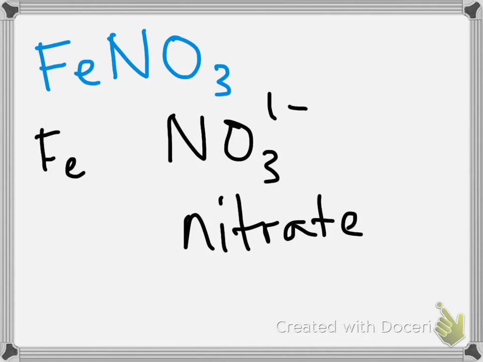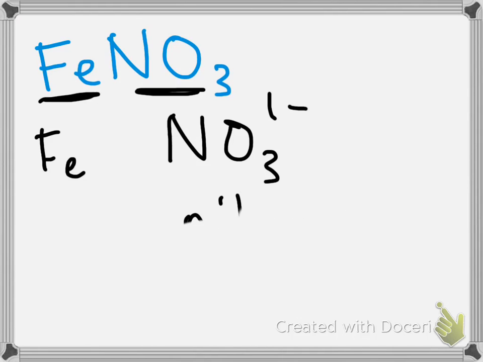Okay. According to our chemical formula, we have one iron and one nitrate. So what we need to do is figure out how to name this. Now, iron is a transition element, which means that in its name, we're going to need to have the Roman numeral to indicate the charge of iron. Okay? So we know that nitrate has a -1 charge. We know that we have one nitrate.